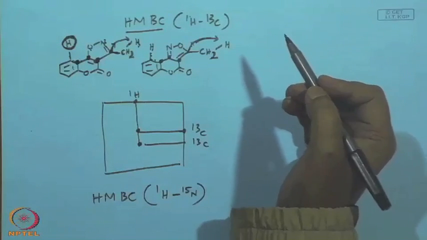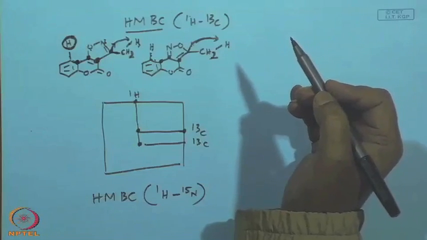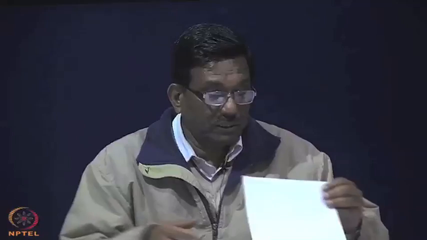In fact, we never did any nitrogen HMBC, but in this particular example nitrogen HMBC is perfectly all right. And this is very useful, especially in nucleoside chemistry. Let me see if I have an example. Let us say nitrogen HMBC. Let us look. I do not have an example of nitrogen HMBC.